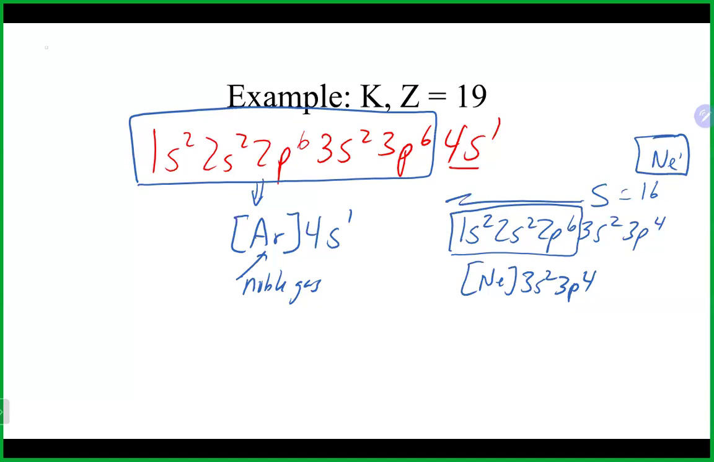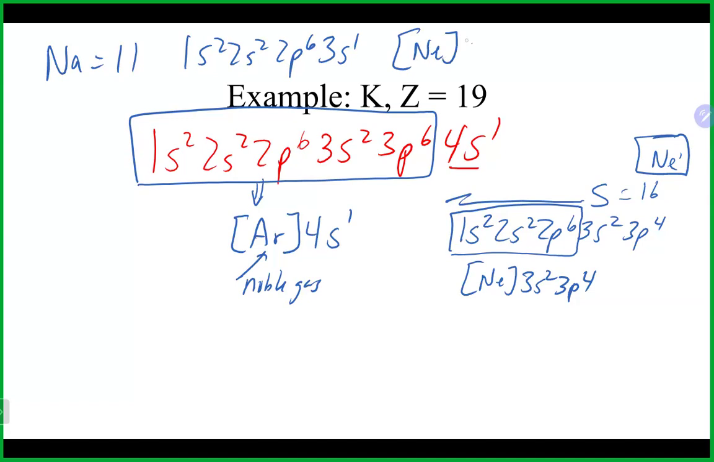If we did something like sodium, which is 11, 1s2, 2s2, 2p6, 3s1. Again, neon comes right before it, and 3s1 is our shorthand here. So it's always got to be the noble gas that goes in those brackets, and it's got to be the one that comes before it on the periodic table, not after it, obviously. Any questions on the shorthand there?